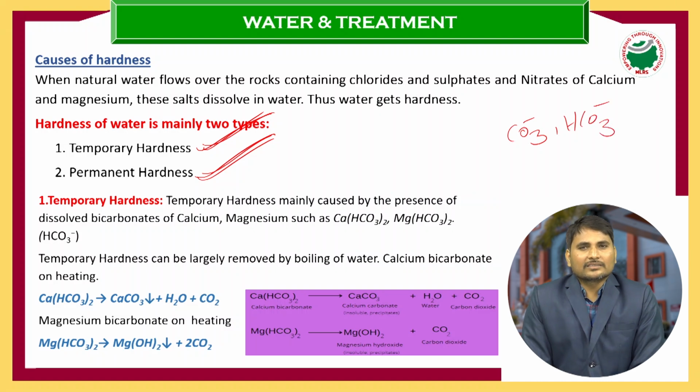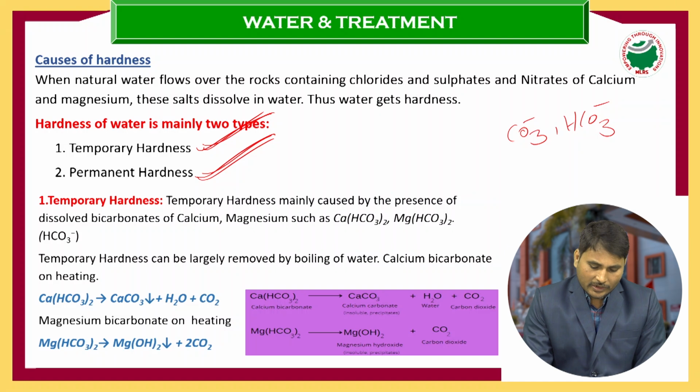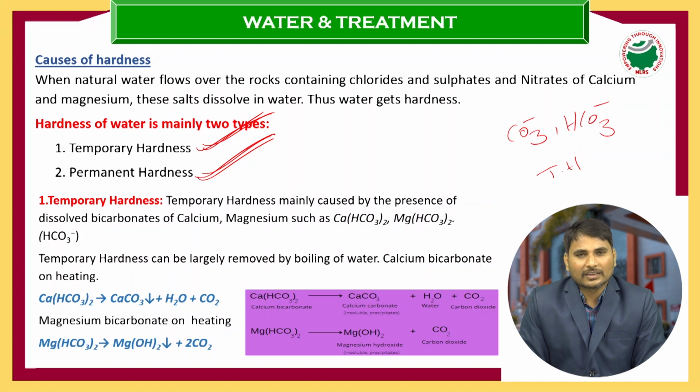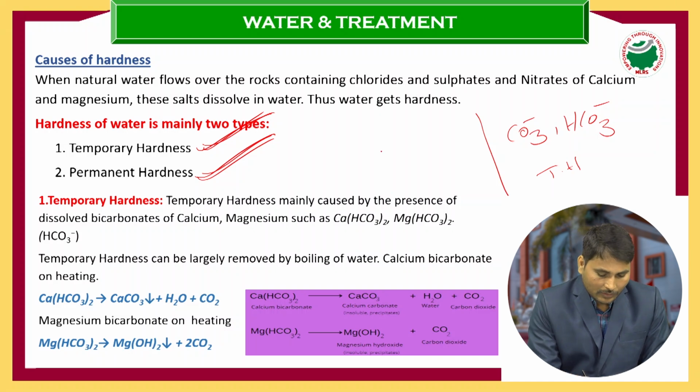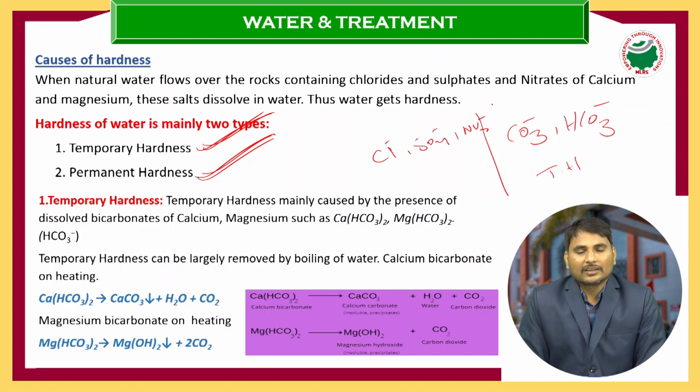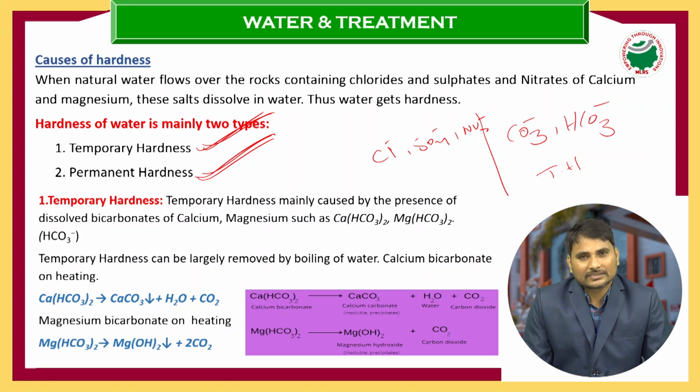If water contains metals along with carbonates and bicarbonates, we call it temporary hardness. Once again, if water contains metals along with carbonates and bicarbonates, we say temporary hardness. If water contains metals along with chlorides, sulfates and nitrates, we call it permanent hardness.